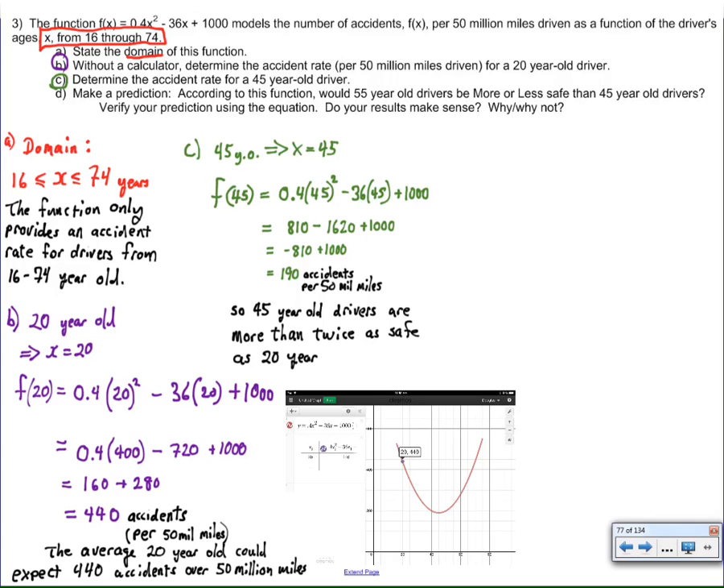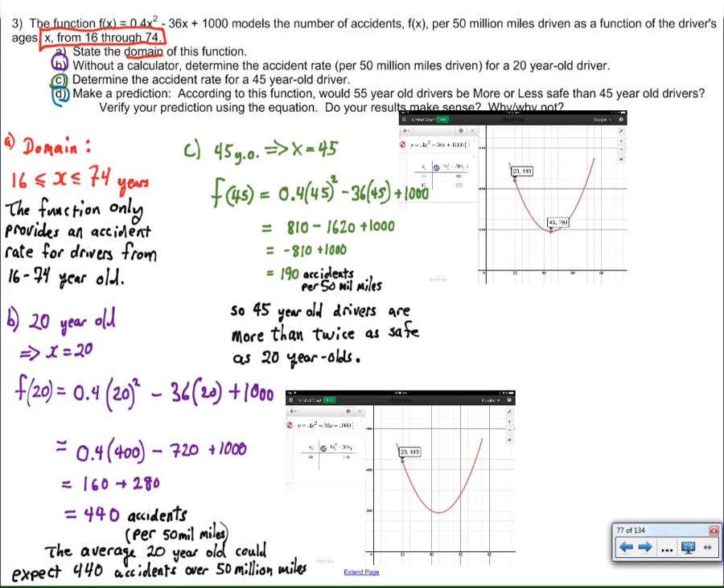So basically, I want to point out my statement of understanding here. Some students will just write the same thing here that they did here and say, all right, so the average 45-year-old could expect 190 accidents over 50 million miles. But I've already established that I understand what my accident rate means. I don't need to restate something that I already understand. So instead of restating my understanding, I'm going to add to my understanding. What is 190 telling me relative to what 440 told me?